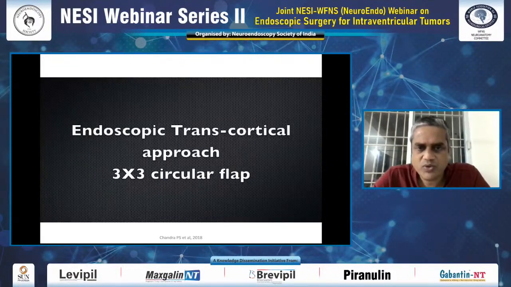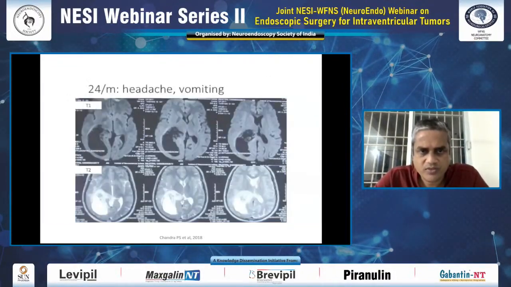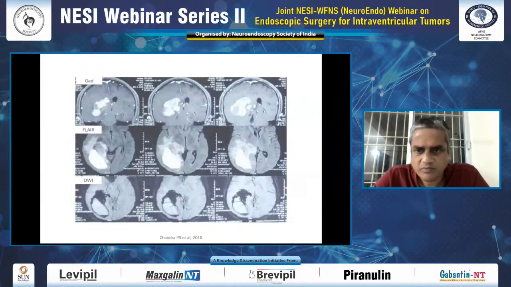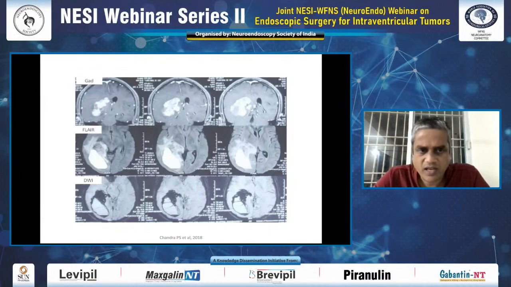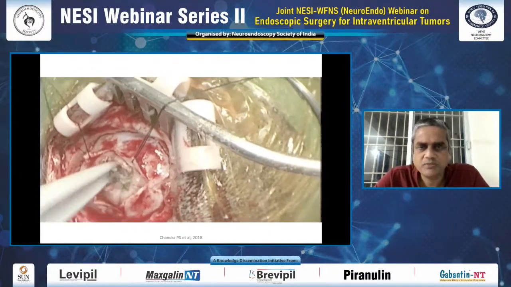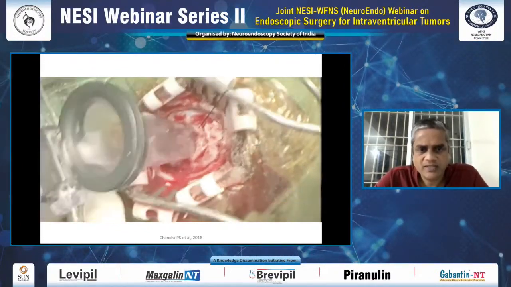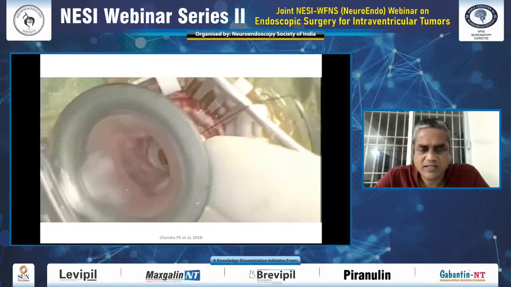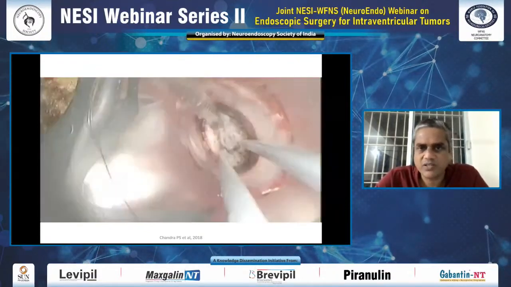Now these are a few examples of transcortical approaches. It's a 24-year-old male presenting with headache and vomiting. And this is a highly vascular tumor, which is a meningioma. In this case, I did try using the transparent retractor, and I really hated this. So you can see the limitation.